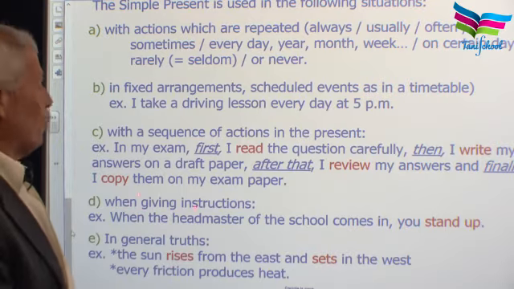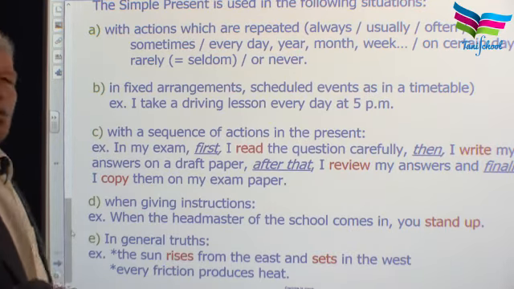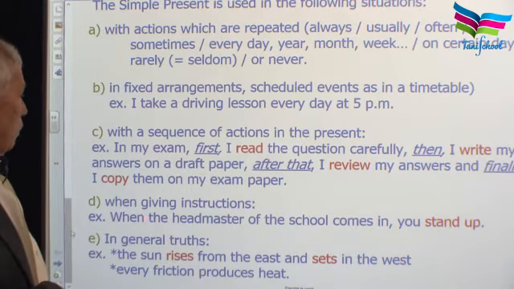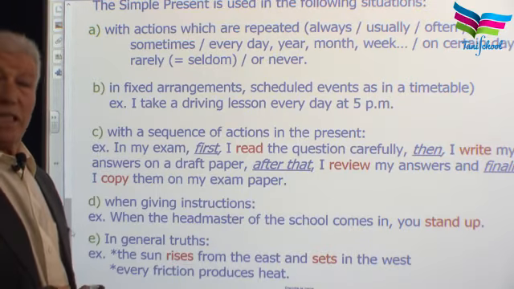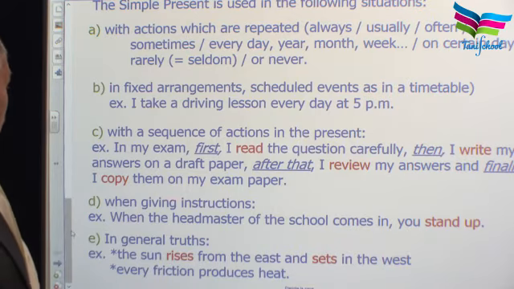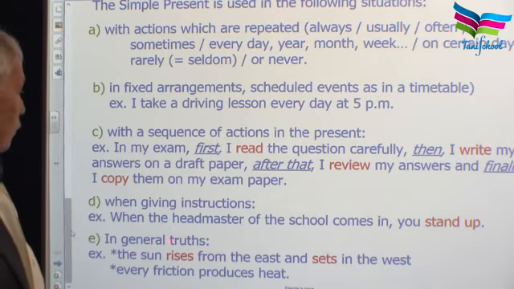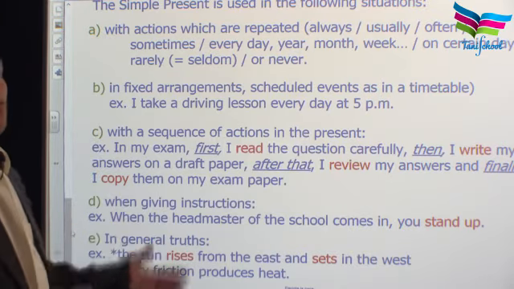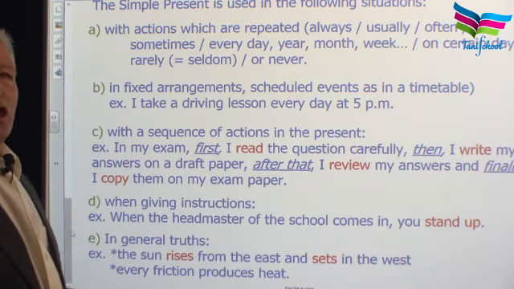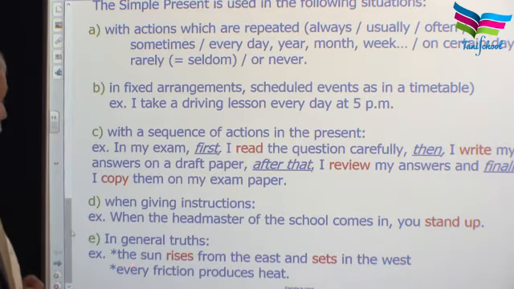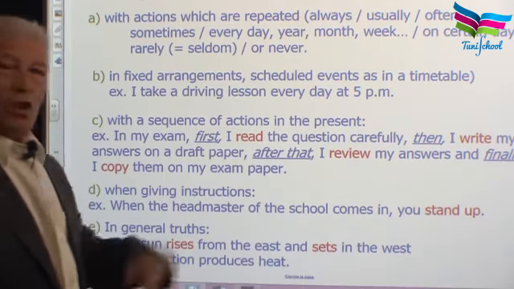D, when do we use the simple present? We use it when giving instructions. Example, when the headmaster of the school comes in, you stand up. That is an instruction. And finally, in general truths. General truths are things which never change. They never changed in the past, they never change now, and they will never change in the future. Example, the sun rises from the east and sets in the west. Or every friction produces heat. This is the rule of Joule.